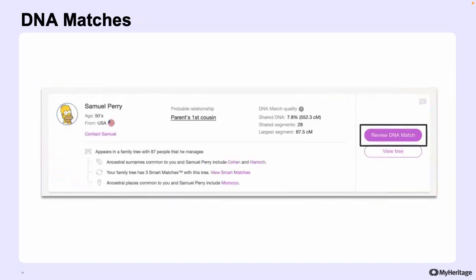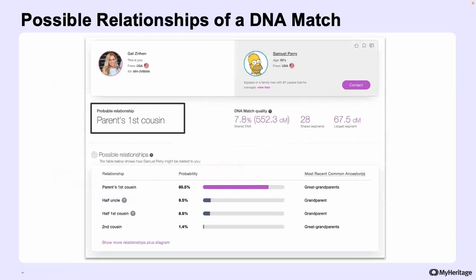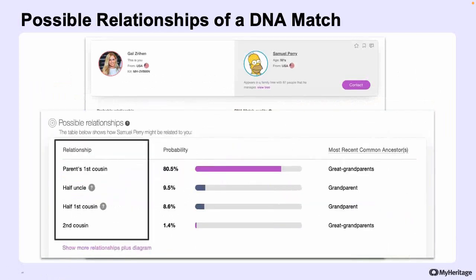Now, I want to show you more things about the CM Explainer. So let's drill down into the Review DNA Match. When you click on that, you will get to the Review DNA Match page, which has a lot of tools, features, and information. But let's focus on the CM Explainer. First of all, I can see the probable relationship, as we saw earlier in the DNA match. And below that, you can see the possible relationships with Samuel. This is the table, and it shows the same relationships you saw earlier in the pop-up.